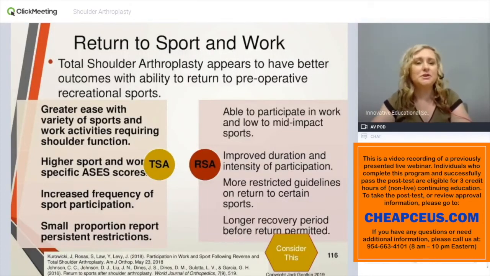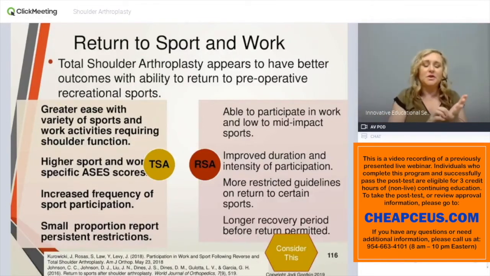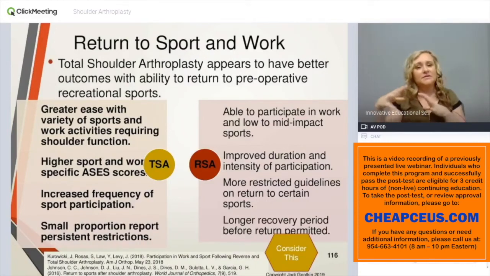As we consider return to work and sport, I really wanted to see what the max is. What can we get out of these new joint replacements? Again, the research is still emerging, but I found one particularly interesting study where they followed patients for 2 to 5 years, looking at the activities that they were able to go back to.